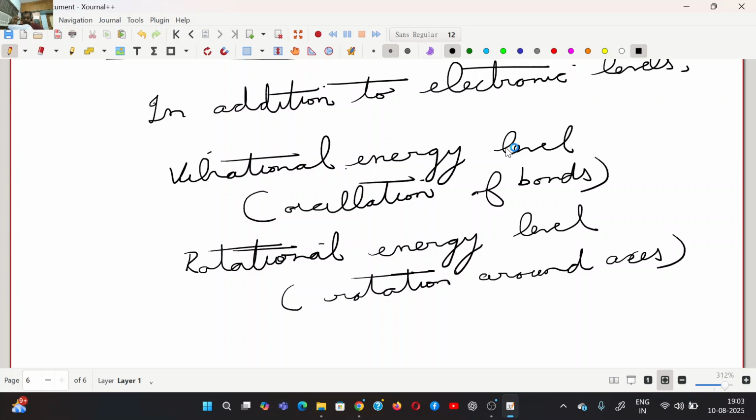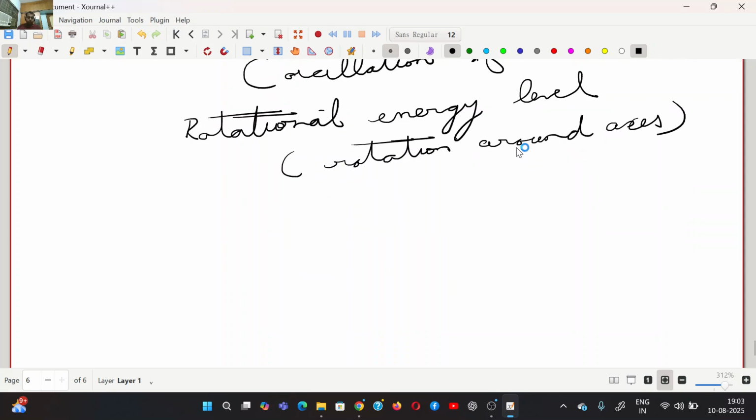So in molecules, vibration and rotation levels act like finer subdivisions layered inside each electronic level, creating a detailed structure of possible transitions. And the energy hierarchy will go like this: electronic energy is much larger than vibrational energy, which is much larger than rotational energy. Okay.